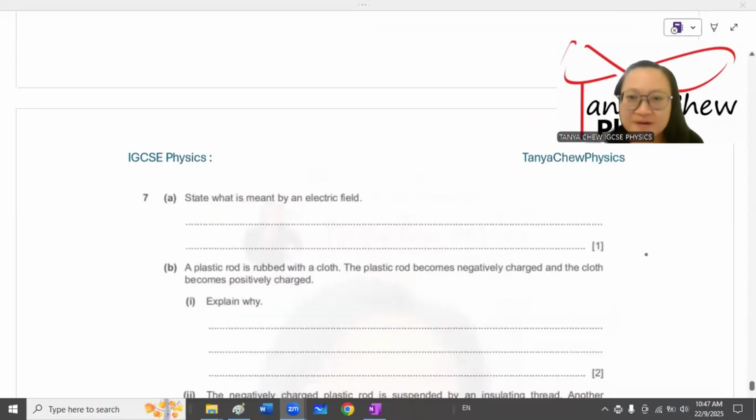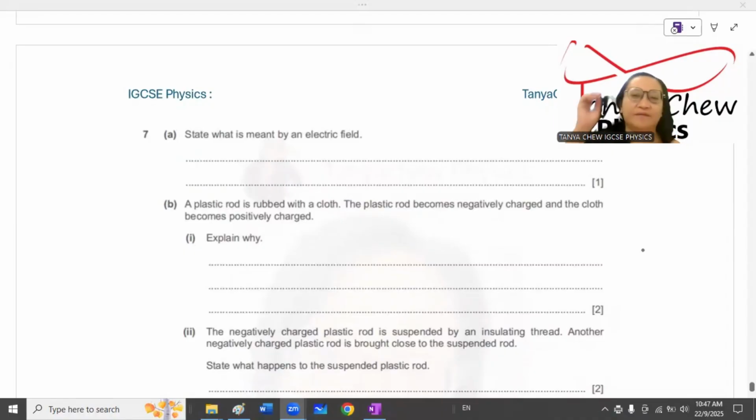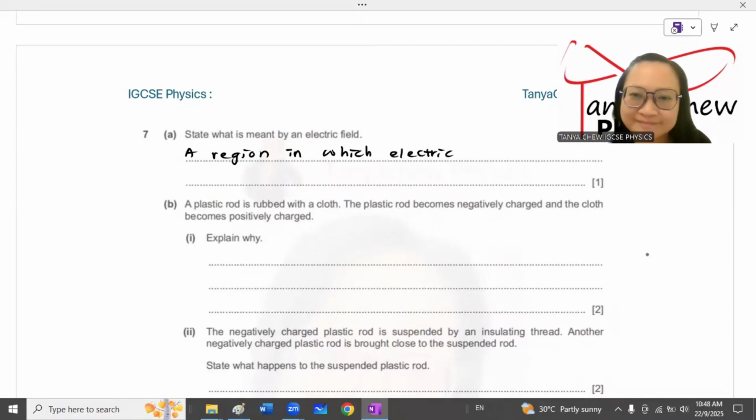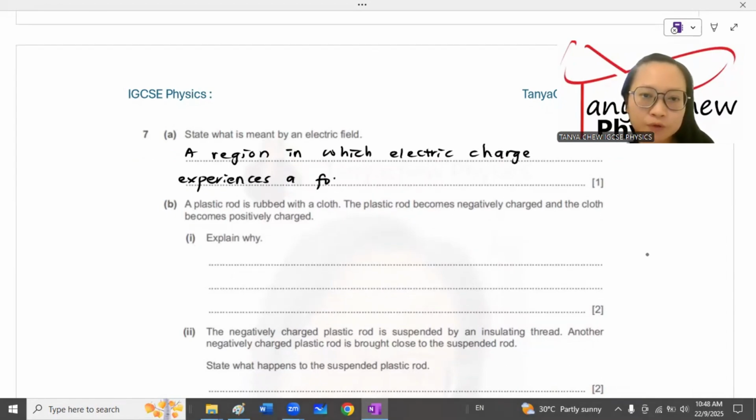This is number 7. Number 7A, state what is meant by electric field. Electric field is a region in which electric charge experiences a force. B, a plastic rod is rubbed with a cloth.